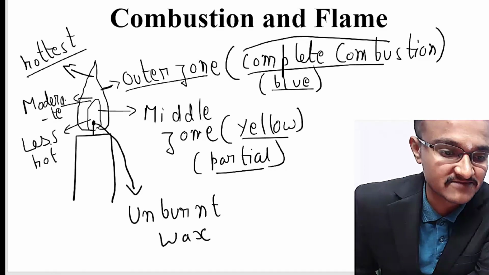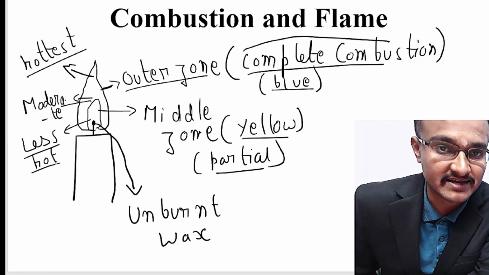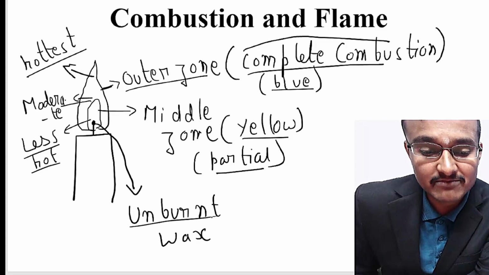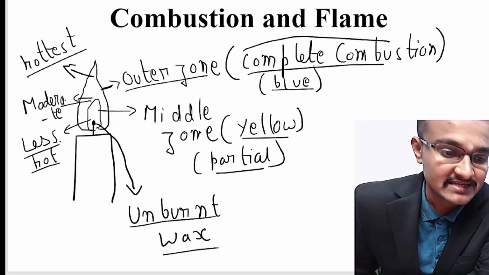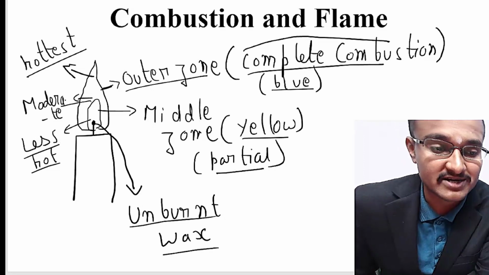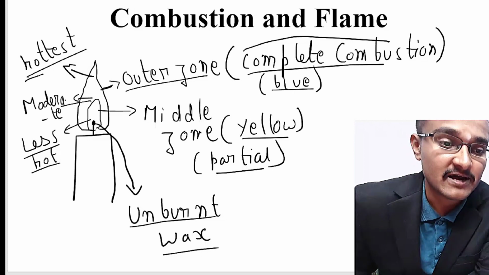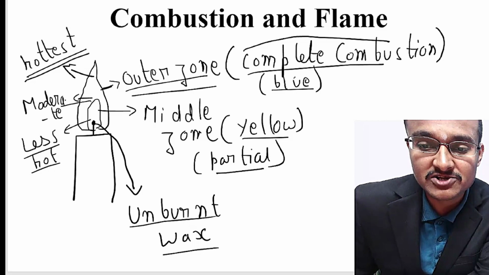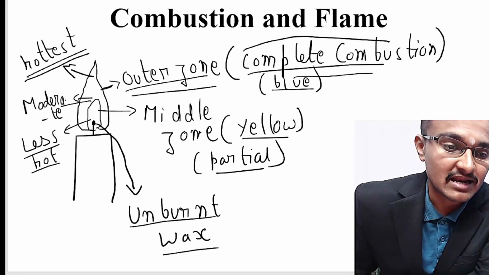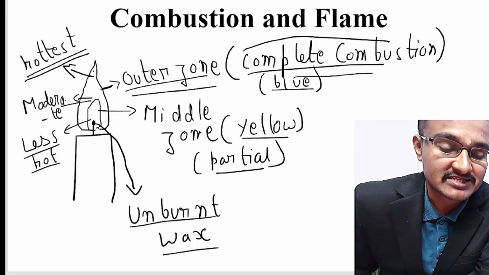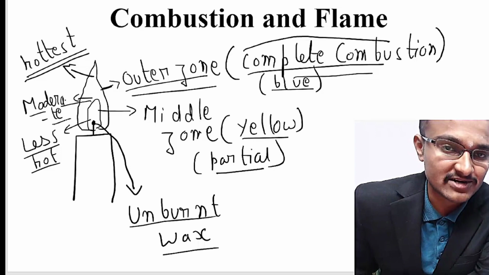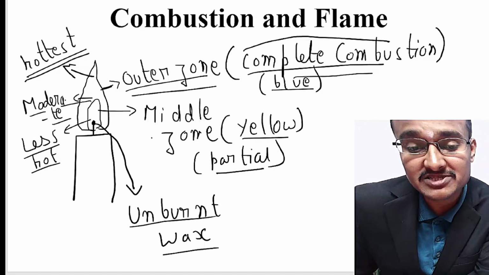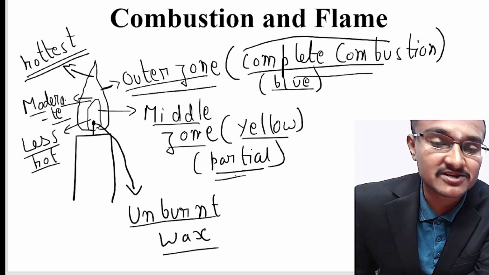At the bottom part of the flame, there is much less heat because there is a lot of unburnt wax present in that part. So the bottom part is less hot, the middle part is moderately hot, and the top part of the flame is the hottest part, because at the outer zone complete combustion of carbon takes place. Hence there is a lot of heat energy in the outer zone of the flame. In the middle zone, it is moderately hot because the combustion there is a partial combustion of carbon.